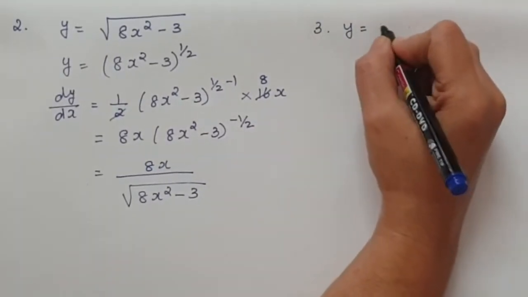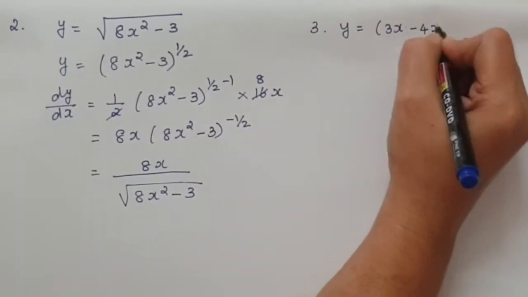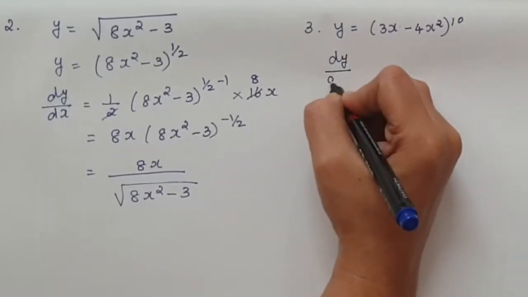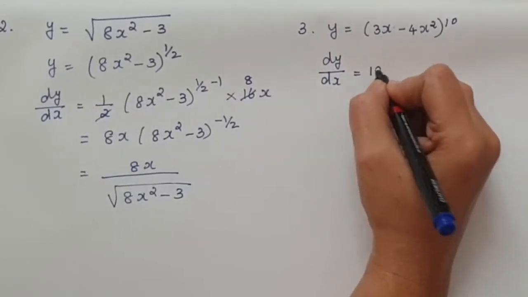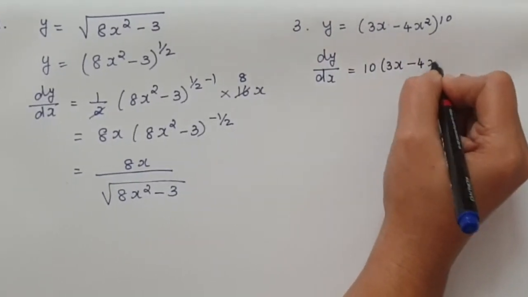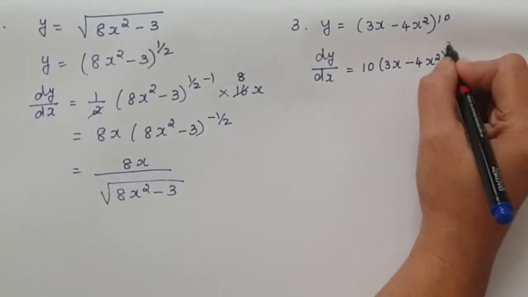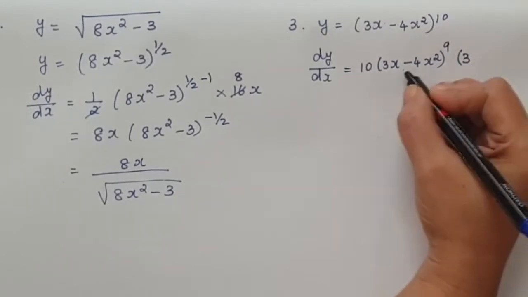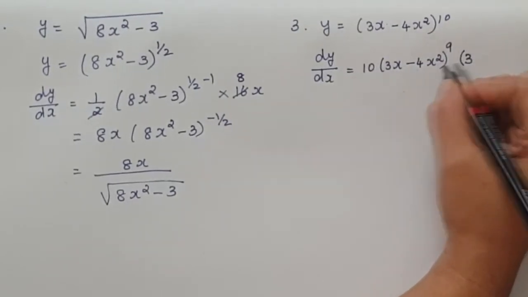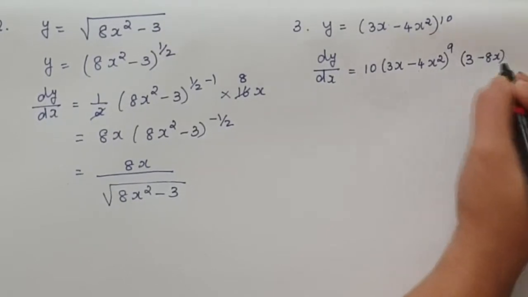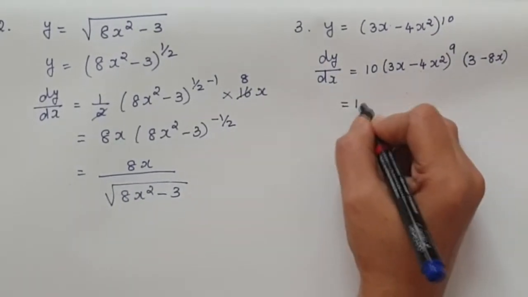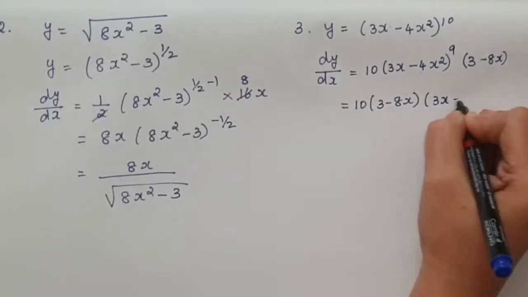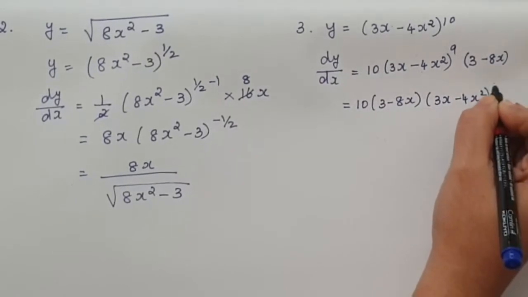Suppose y equals (3x minus 4x squared) the whole power 10. So now dy over dx will be equal to 10 into (3x minus 4x squared) to the power of 10 minus 1, which is 9. Differentiate the bracket. When you differentiate 3x, we get a 3. When we differentiate minus 4x squared, we get minus 8x. So our answer will be equal to 10 into (3 minus 8x) into (3x minus 4x squared) the whole power 9.